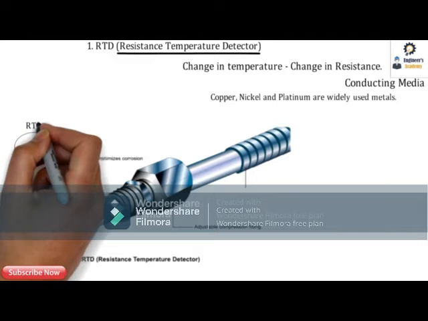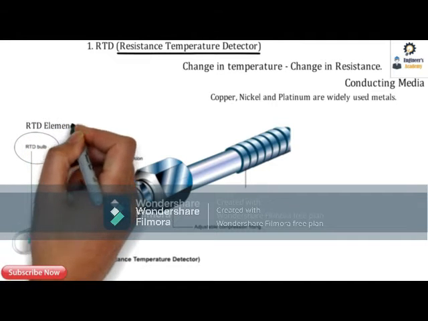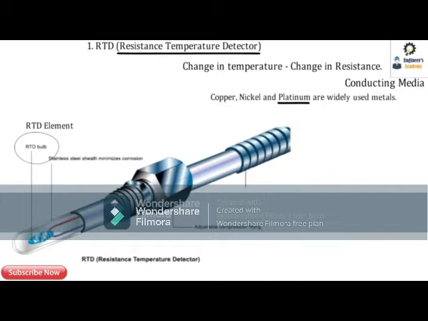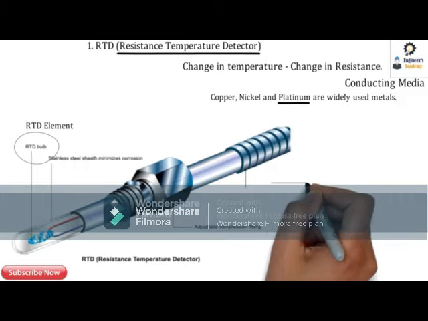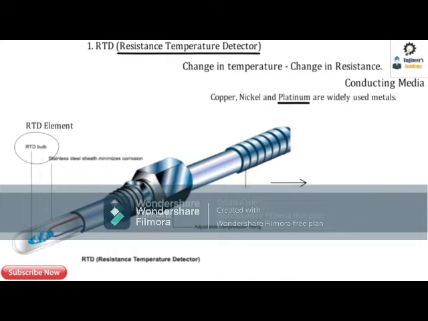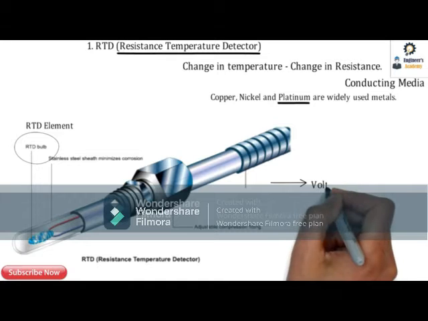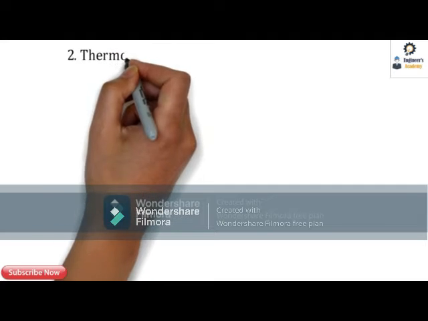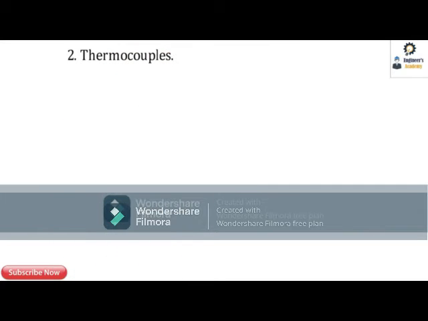Basically over here, this sensing bulb, or we can call it an RTD bulb, which is also known as the RTD element, is typically made of platinum, hence it is known as the PT100 element. And guys, this gives us a reading by change in resistance on a voltmeter or ammeter. So guys, this is how this RTD works.